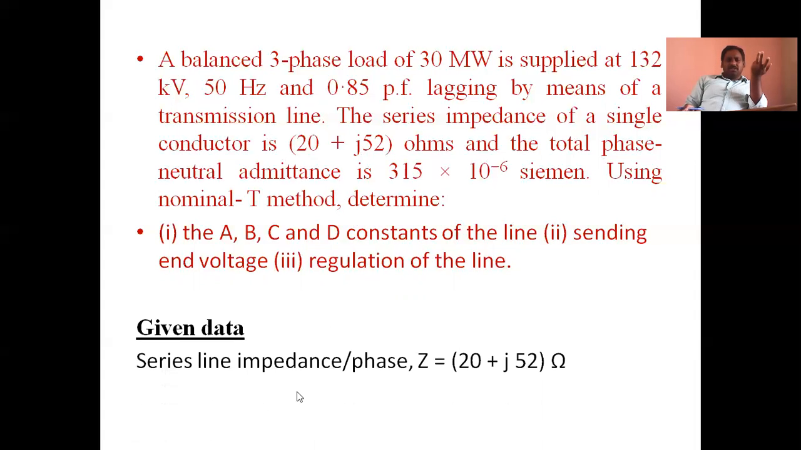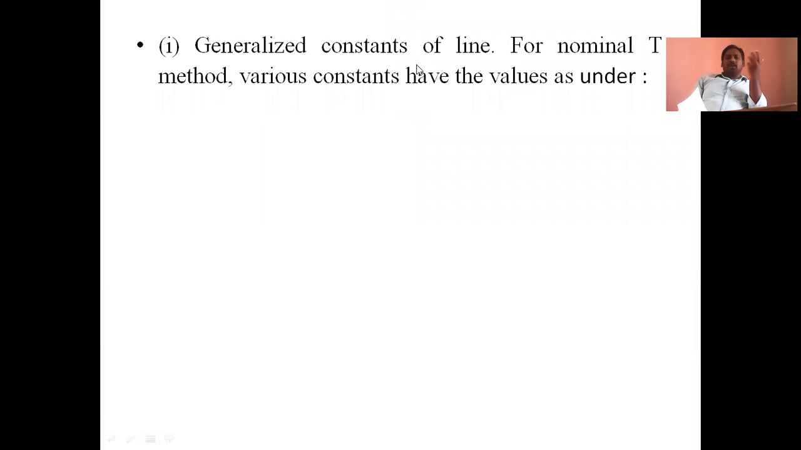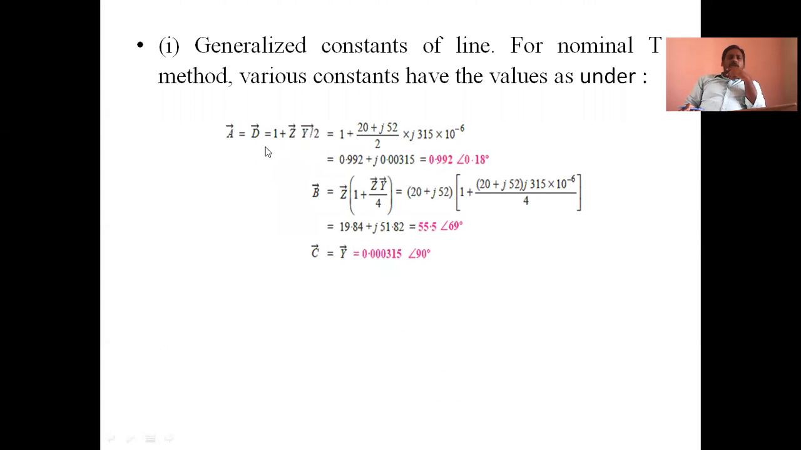First, this is the given data. After that, the generalized constants of the line. Generalized constants means the ABCD parameters. For the nominal T method, the various constants have the values as under. We have derived them now. A is equal to D, that is 1 plus ZY by 2.